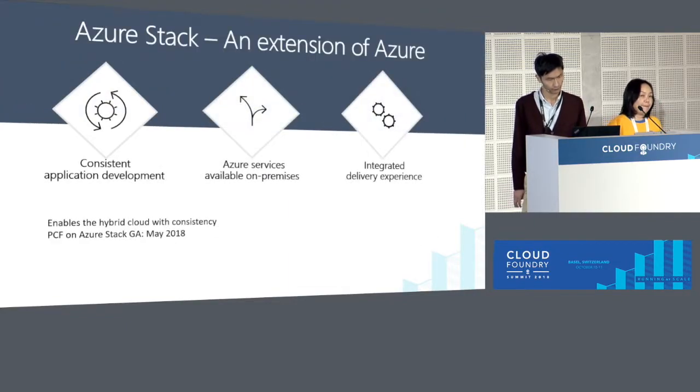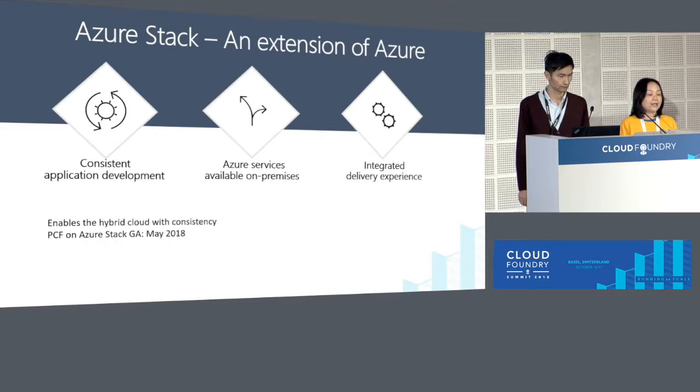To solve the hybrid problem, there are different ways. A very typical way is that customers have their private data center, and then they choose one of the public clouds, and then they need to ramp up and manage two clouds. For Microsoft, when Azure Stack was designed, we wanted to create a consistent cloud. Basically, we want to duplicate the majority of the Azure cloud services on-premises. So Azure Stack is an extension of Azure, or a duplication of Azure, just in the private data center.